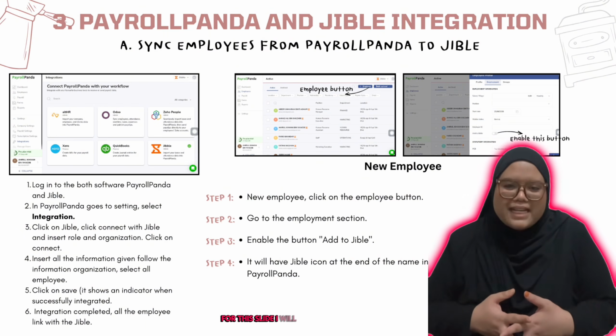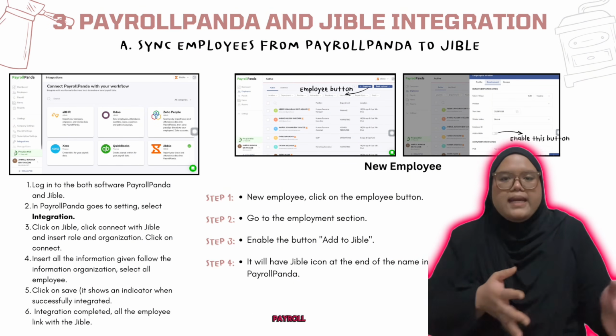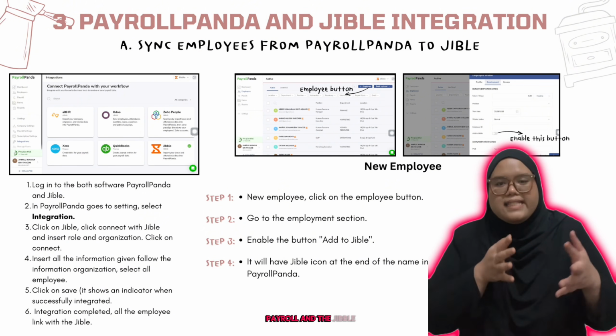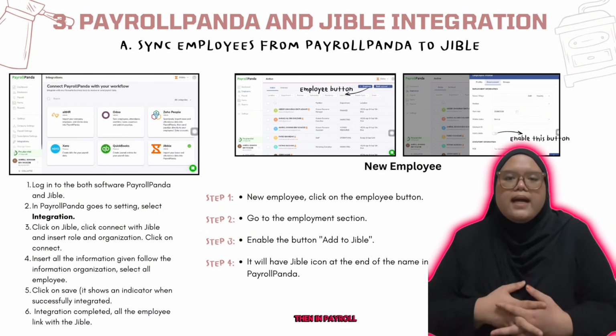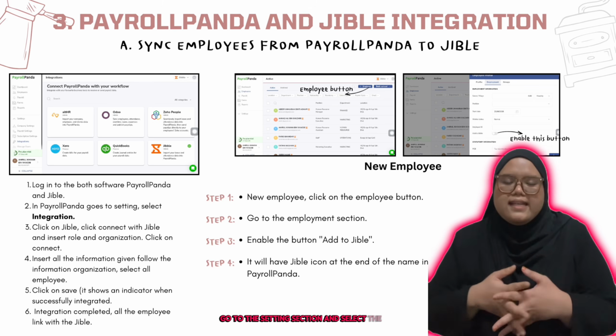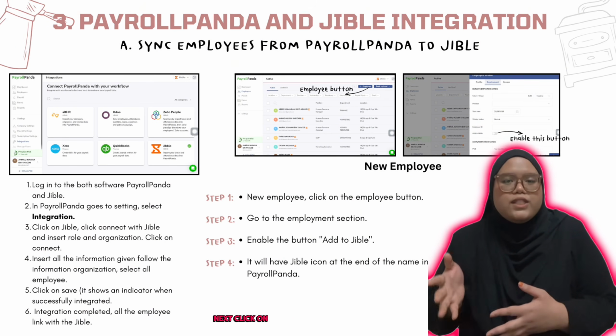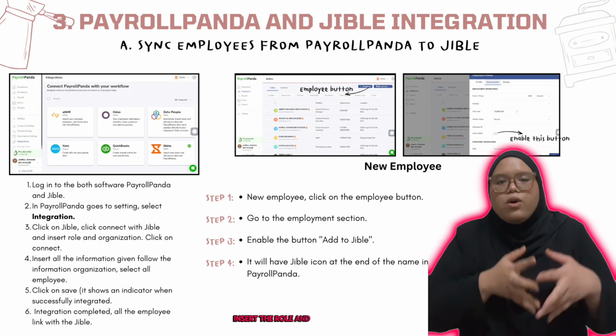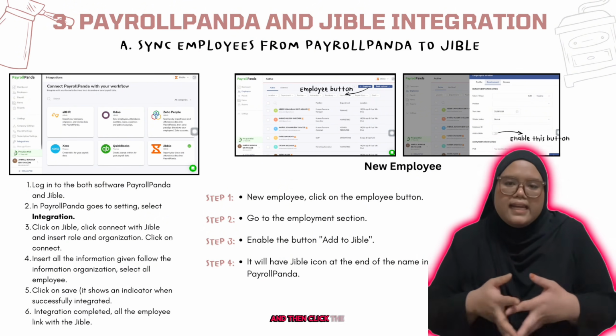For this slide, I will explain the integration from Payrollpanda to Jibble. First, users need to log into both the Payrollpanda and the Jibble system. Then, in Payrollpanda, go to the settings section and select the integration. Next, click on Jibble and choose Connect with Jibble. After that, insert the role and organization information and then click Connect.